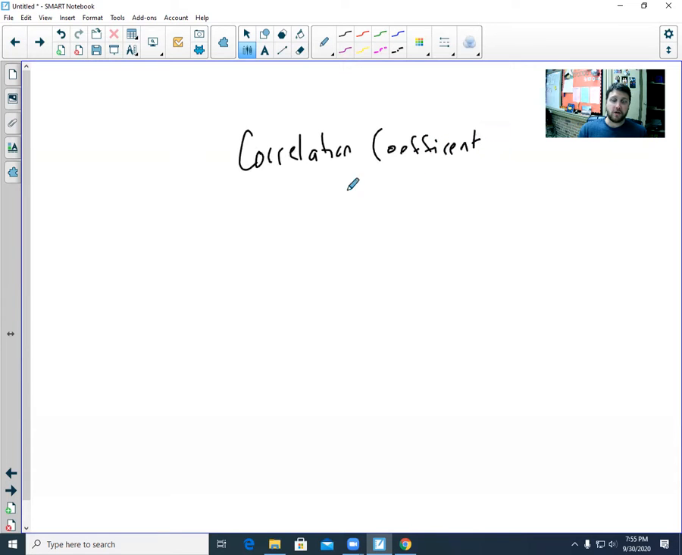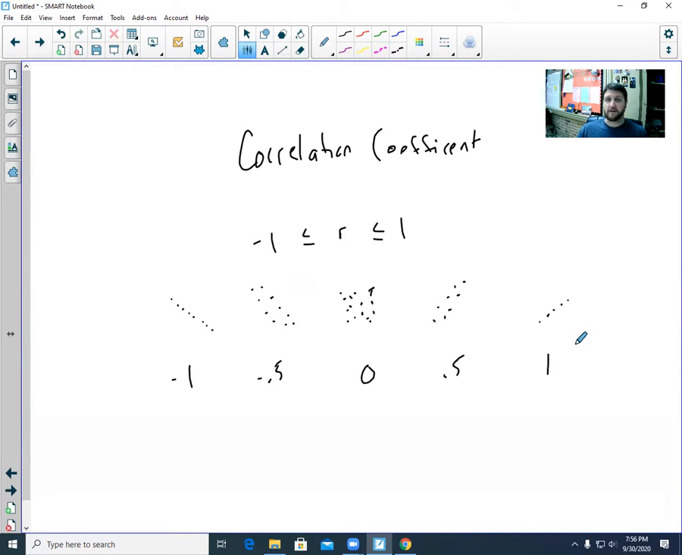The correlation coefficient is represented by the letter R, and it's between -1 and +1. When it's -1, it's a very strong correlation. It looks like that. At -0.5, as we get closer to 0, it starts to spread itself out a little bit more. 0 should have no correlation, so these points are just all over the place. And then this is just going to mirror image as we move towards the positive direction. So this is what the correlation coefficient looks like.